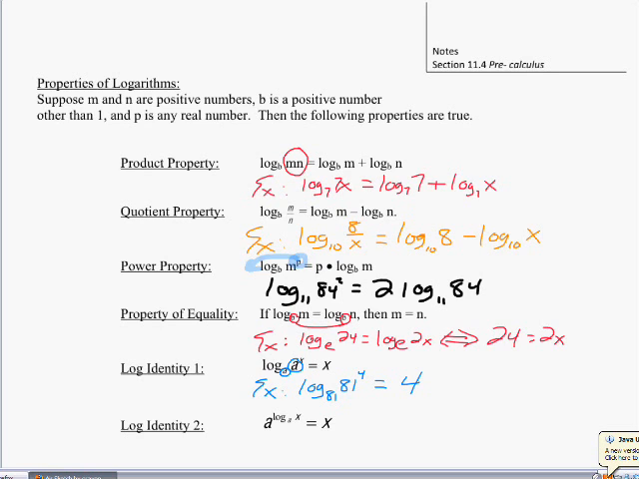Log identity number 2. If you have a base, such as a, and its exponent is a logarithm, such as log base a of x, if the base and the base are the same, which they are, then your answer is the argument.